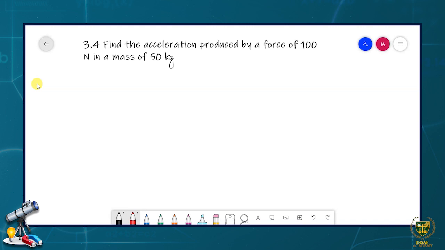सो फर्स्ट ऑफ ऑल हम डाटा नोट डाउन कर लेते हैं. सो डाटा के अकॉर्डिंग आपको यहां पर फोर्स गिवन है which is equals to 100 न्यूटन और आपको mass given है which is 50 kilogram, and you have to find acceleration which is question mark because we have to find it. Now write solution.